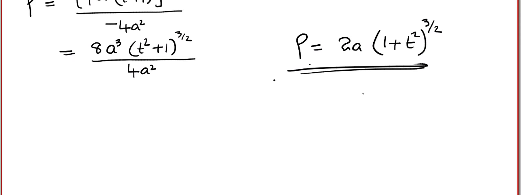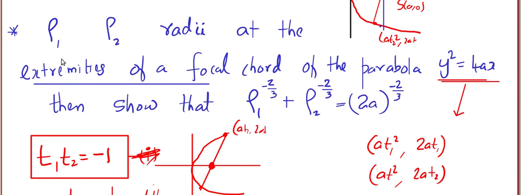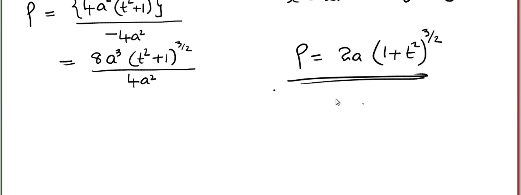Now look at this. This is rho in general. It can be at any point, but we are asked to find rho 1 and rho 2, and we have to prove a relation connecting them. Anyway, in the relation I can see that we want rho 1 to the power minus 2 by 3, rho 2 to the power minus 2 by 3. So I think it will be much better if we write what is rho to the power minus 2 by 3. So that will be 2a to the power minus 2 by 3. That means it is 1 by 2a, the whole power 2 by 3.